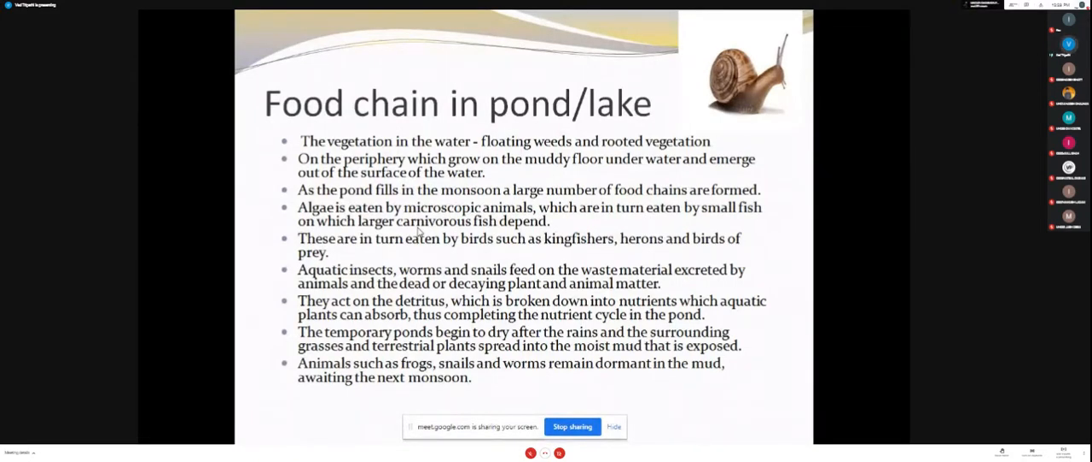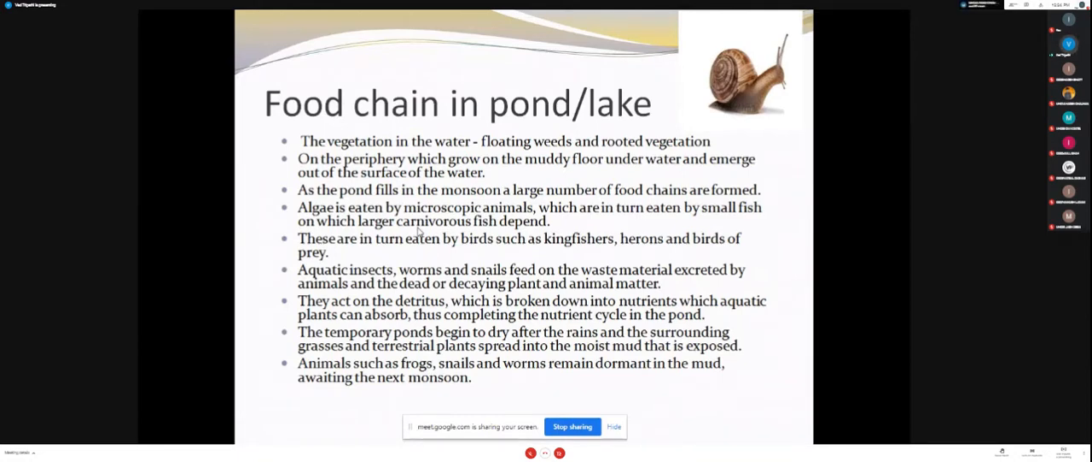And as the pond fills in the monsoon, a large number of food chains are formed. So algae is eaten by the microscopic animals, and these microscopic animals are eaten by small fishes, and these small fishes are eaten by larger carnivorous fishes. These are in turn eaten by birds such as kingfishers, herons, and birds of prey. So even the carnivorous fishes and smaller fishes are eaten up by these birds. So not just aquatic organisms, not just amphibians, but also these aviary animals, the birds, are supported by these pond and lake ecosystems.